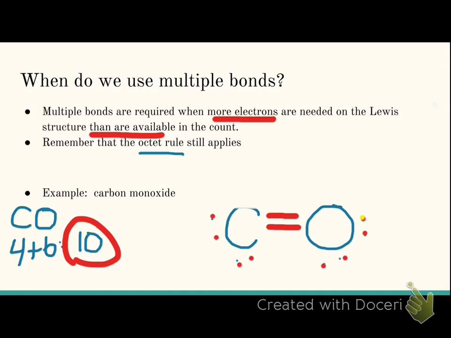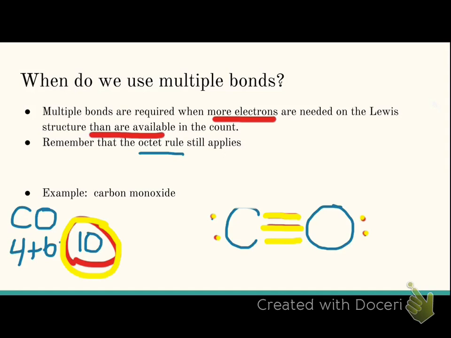So now I have 1, 2, 3, 4, 5, 6, 7, 8, 9, 10, 11, 12. So in this situation, I still have too many electrons. I don't have my number 10 here. So I'm going to do the same thing. I'm going to erase 2 more pairs of lone pairs, and then I'm going to add another bond between them.